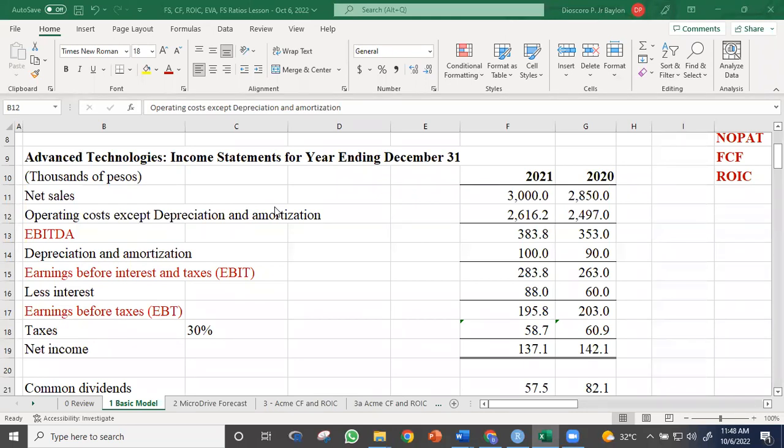Why subtract from your net sales operating costs, but separate depreciation and amortization? What could be the reason for that? What's the nature of depreciation expense? Okay, so I'll give you a hint.